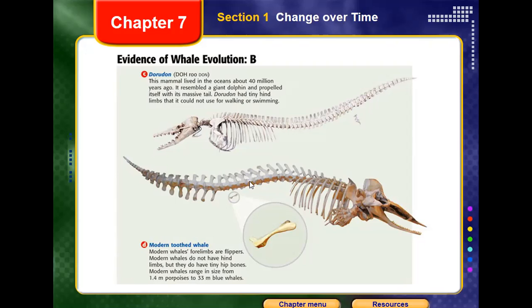The modern whale, which we have nowadays, has a forelimb that is completely changed into flippers or paddles which help it swim. The back limbs are very small. The hip bones are just very small again.